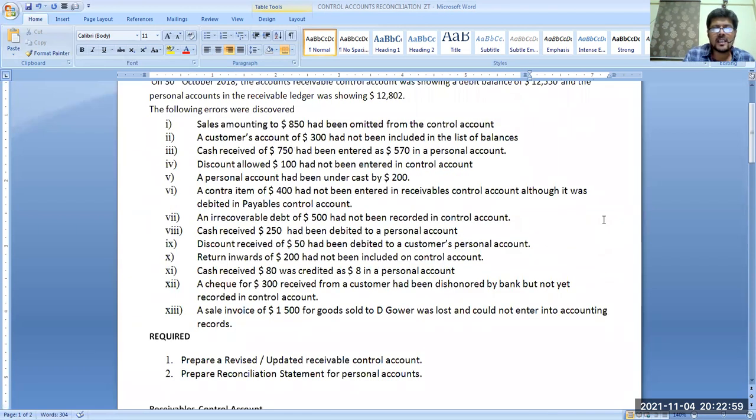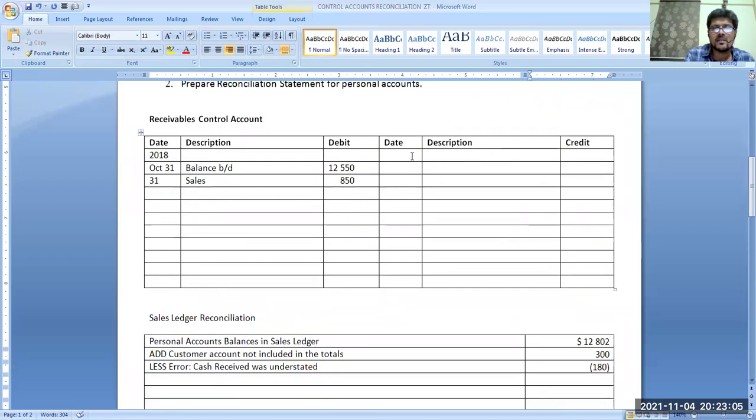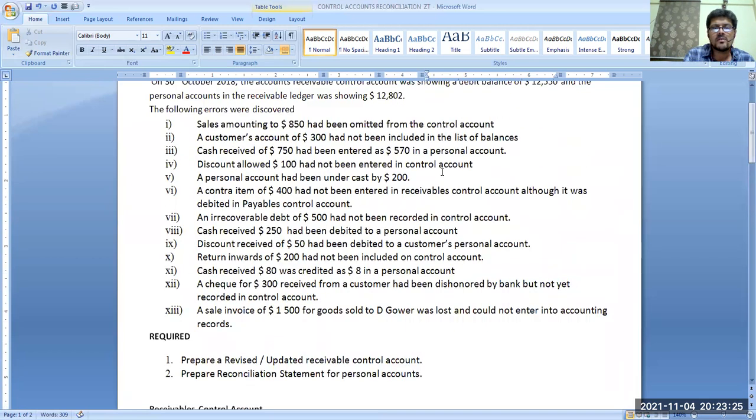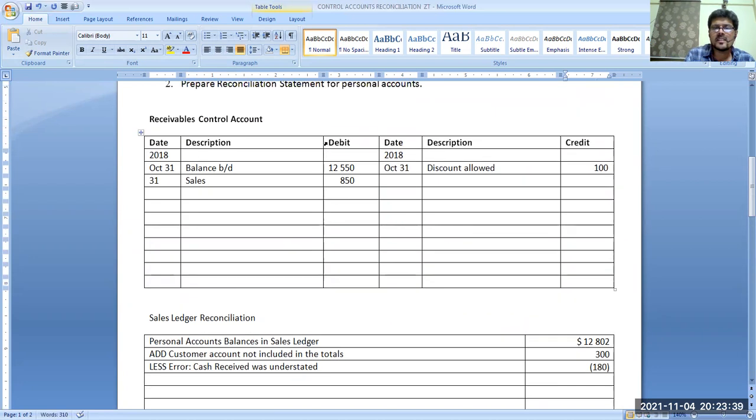Now, discount allowed of $100 had not been entered in the control account. Discount allowed debit, control receivable account credit. So we'll write over here 2018, October 31st. Discount allowed. Come here, how much? 100. Okay. Done. So here is discount allowed on this side.